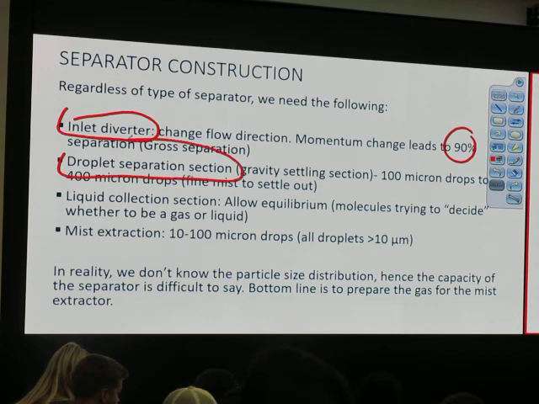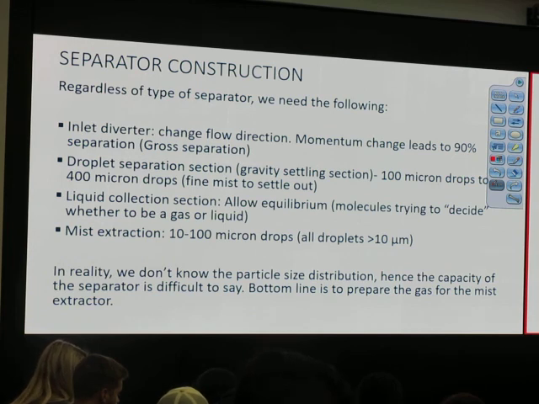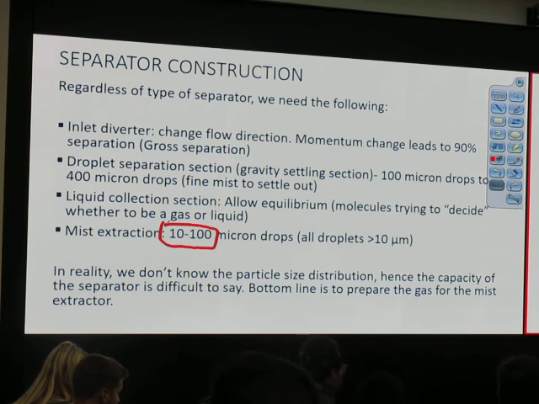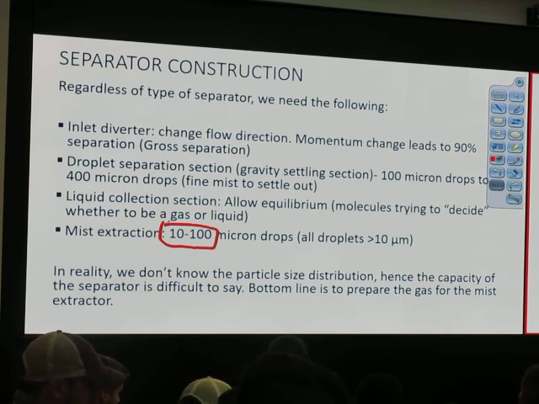Okay, liquid collection section, mist extractor. The mist extractor tries to do separation of 10 to 100 micron. That is a parameter to design the separator. Okay. Smaller than 10 micron, the mist extractor is not meant to separate those. More than 100 micron, it should be separated already before it reaches the mist extractor.